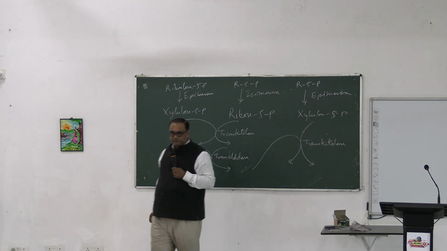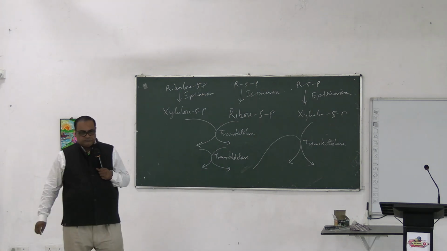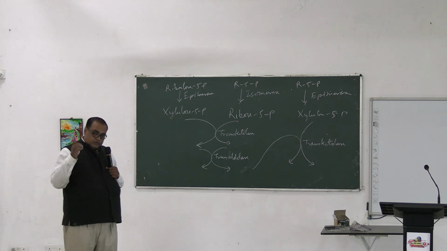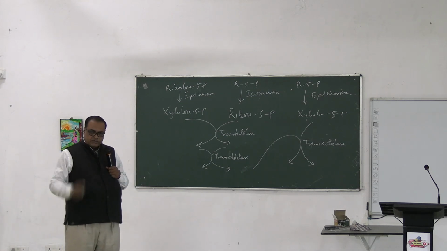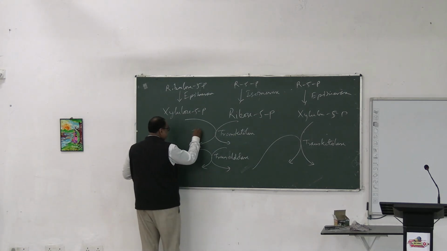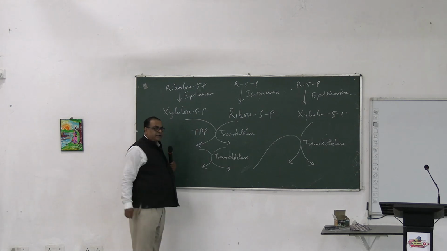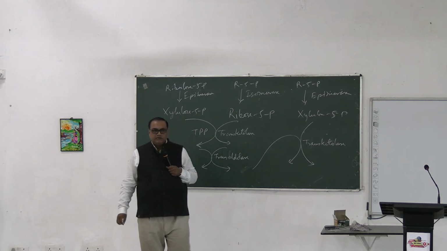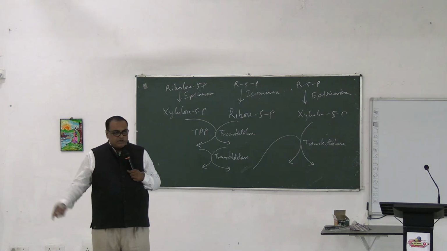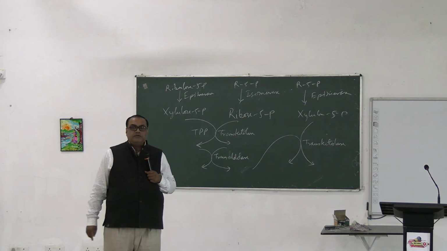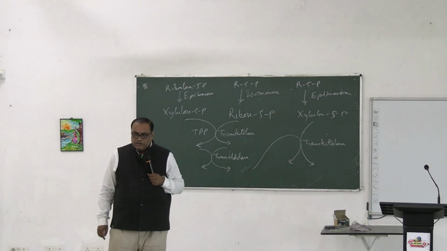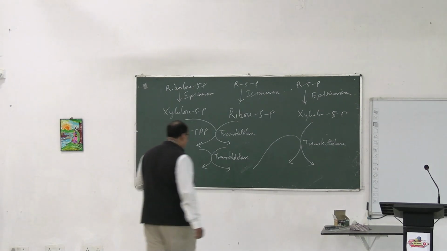Done? What next? Remember, point number 2. Wherever you have transketolase, you have a fixed coenzyme, like transaminase has a fixed coenzyme. What's that? PLP, pyridoxal phosphate. Carboxylation has a fixed coenzyme. What is that? Biotin. Similarly, transketolase has a fixed coenzyme called TPP, thiamine pyrophosphate.